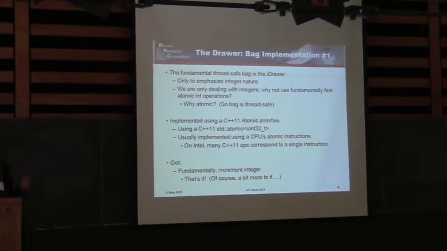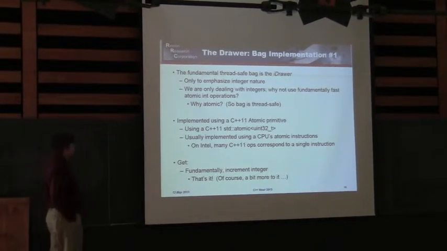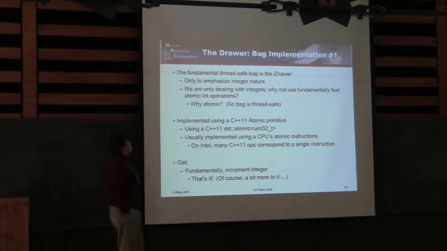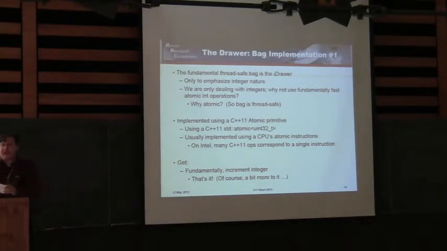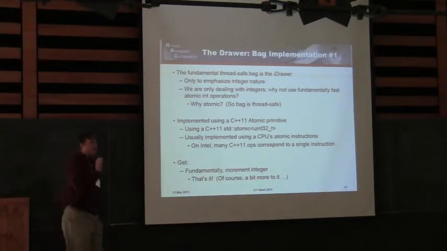Okay, so let's start off with implementation number one, the drawer. The fundamental thread-safe bag we're going to talk about here is the iDrawer. The reason I call it iDrawer is not because I'm an Apple fanboy. Don't look at my Mac up here on top of the podium. I call it iDrawer because I really want to emphasize the integer nature of the bag. All I'm serving out to you is integers from 0 to n minus 1, or whatever my starting index was.